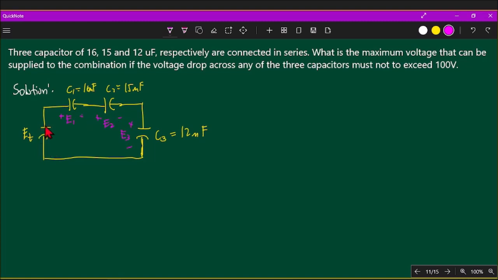So we need to find the voltage so that the voltage drop across each of our capacitors, none of that voltage drop will exceed 100 volts. Our maximum will be 100 volts. Now, for this one, by the principle of capacitors connected in series, the maximum voltage drop will be given to the capacitance which has the smallest value. So for this one, C3. Our C3 will have the 100 volts. So we could say that our E3 is equal to 100 volts.